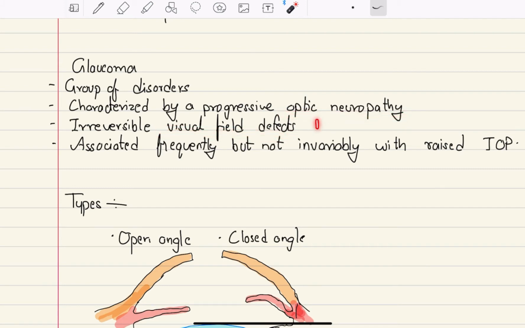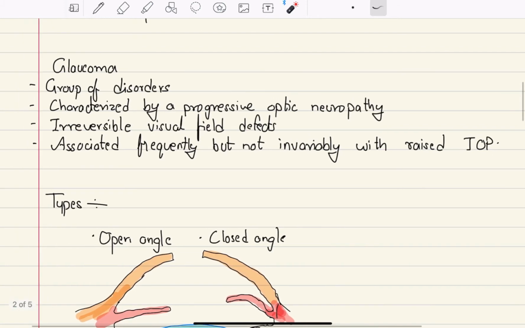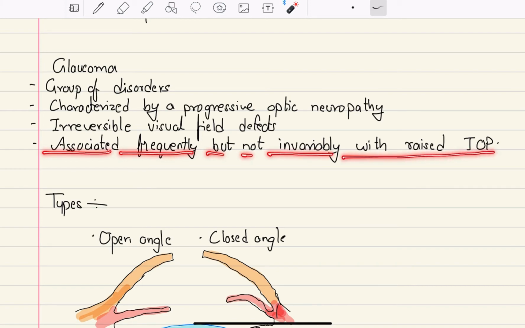So there is peripheral visual loss. So the peripheral field defect occurs first, followed by the central vision loss. Okay, so first there is peripheral vision loss followed by the central vision loss. And this last line is also very important. Glaucoma is associated frequently but not invariably with raised intraocular pressure. So it is not necessary for the intraocular pressure to be raised to cause glaucoma.